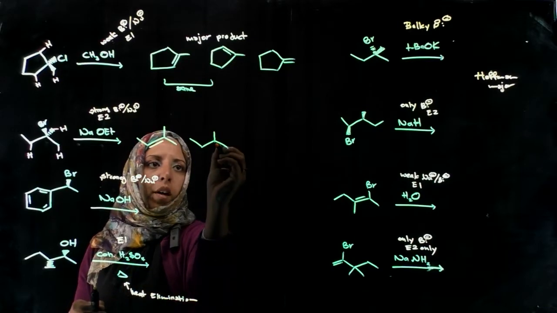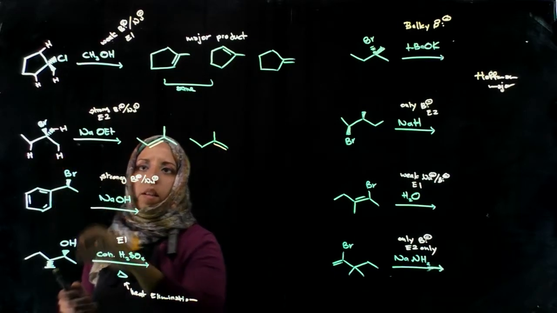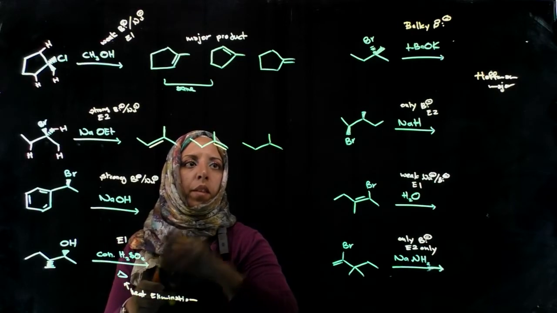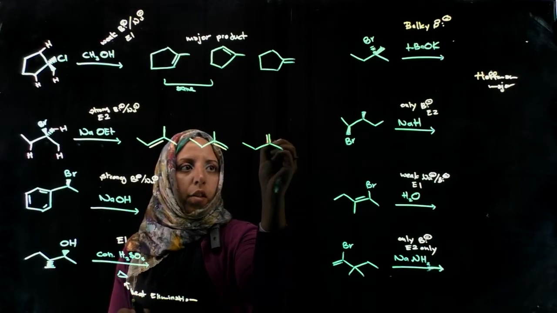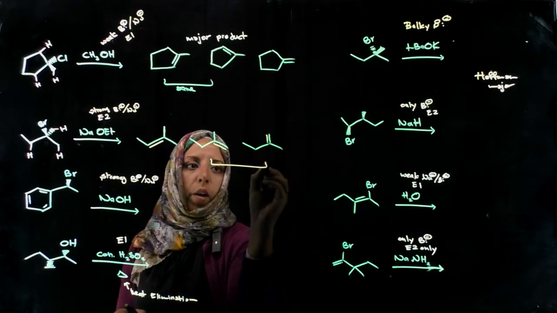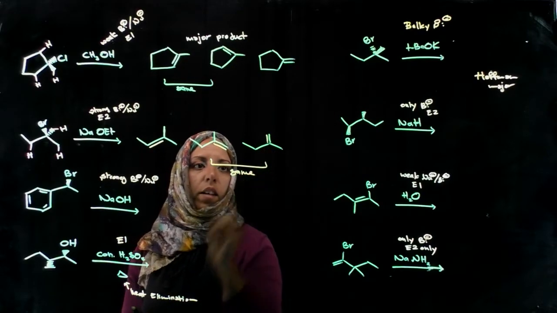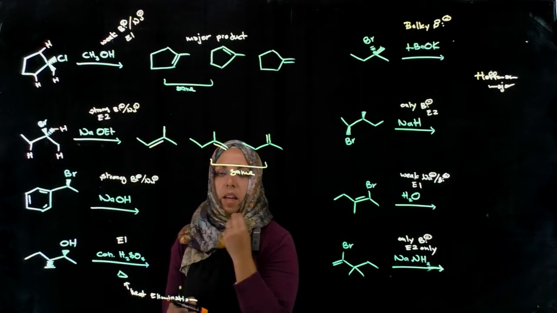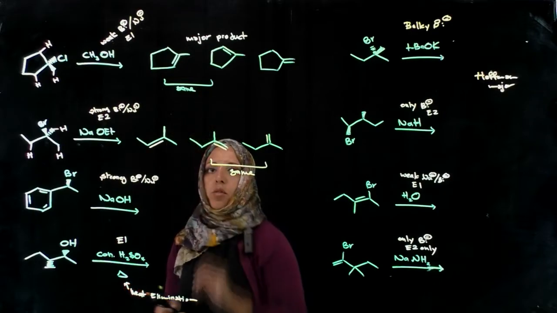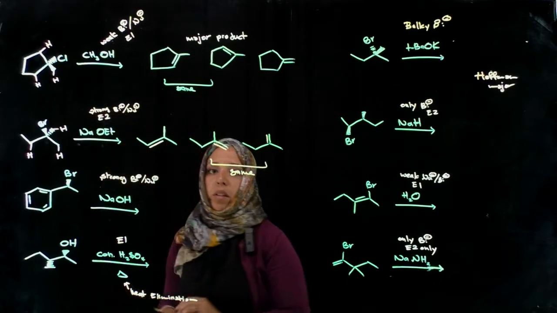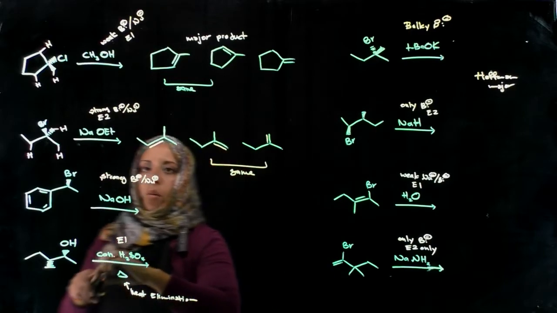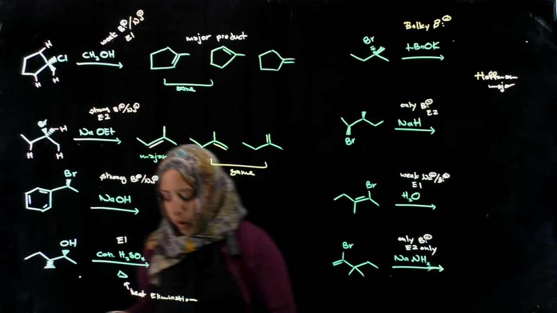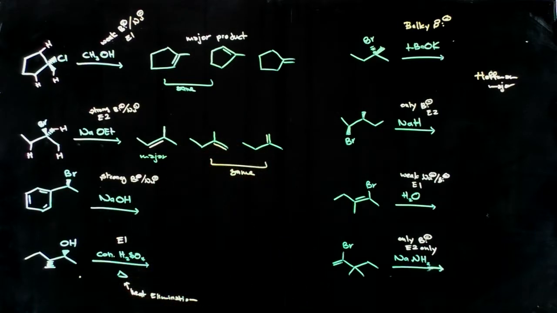This would be another product, if this proton was eliminated. And this would be a third product. Those two, however, are exactly the same. You have a methyl off of this carbon, so those two are actually exactly the same. So there's only two products in this case and two products in that case. Well, this is not a bulky base, so the Zaitsev product would be our major product. This would be our major product, or what we call our Zaitsev product.